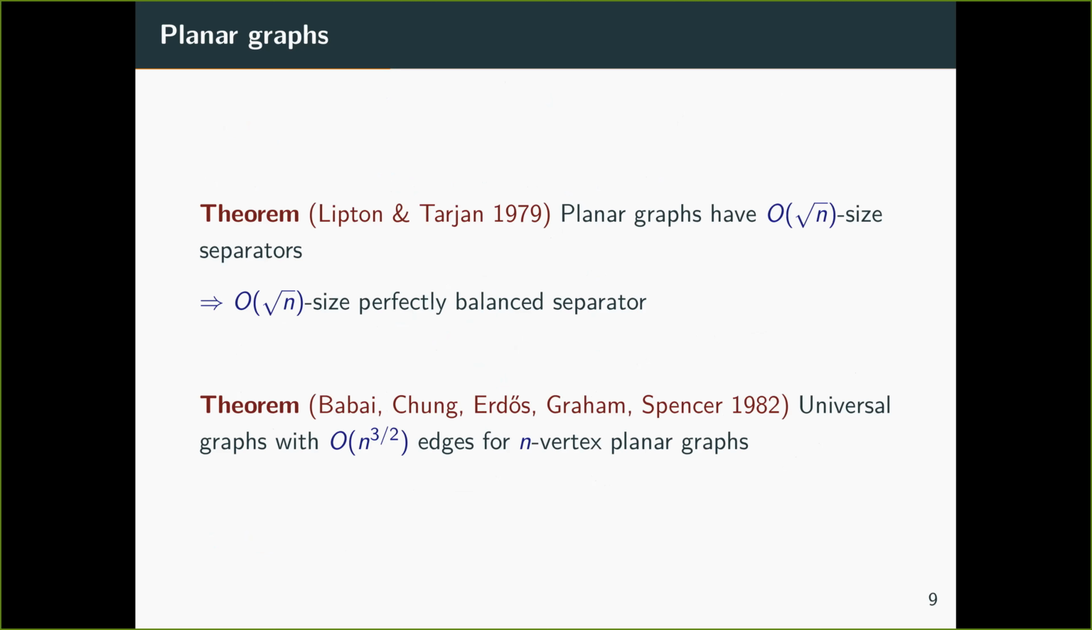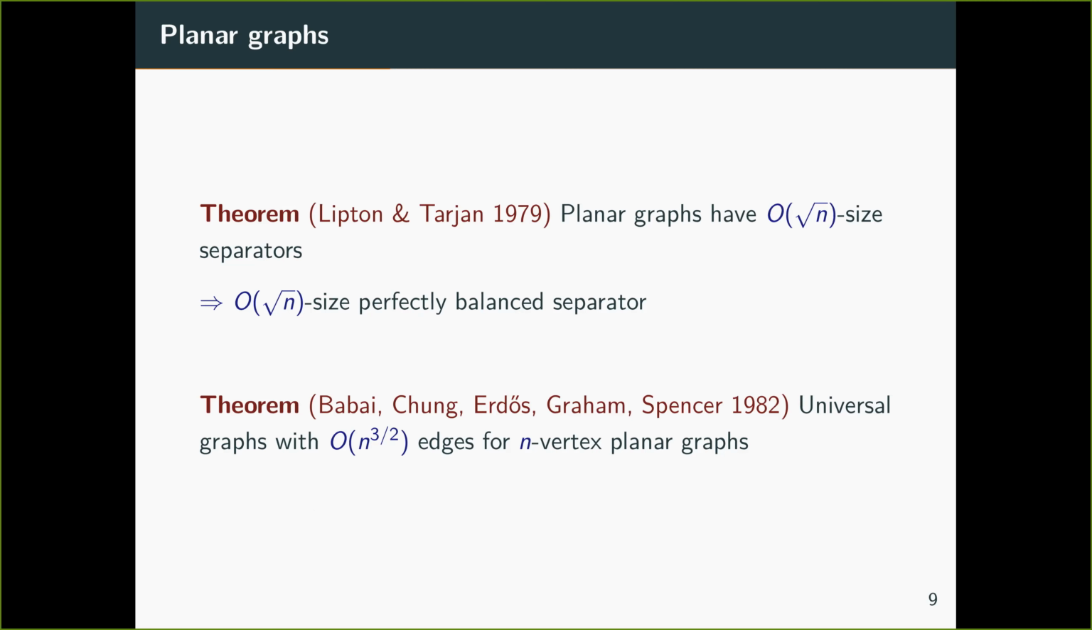They proved that for planar graphs, you can use root n separators, and actually for any subgraph-closed class with root n separators, you get universal graphs with that many edges. And until recently, that was the best known bound. So the question was, can you go below n to the 3/2? Can you get a near linear bound?